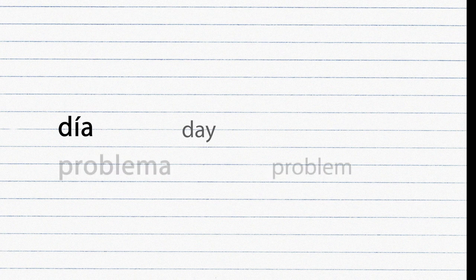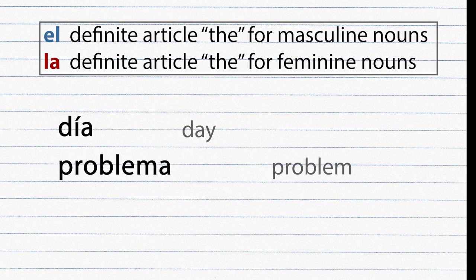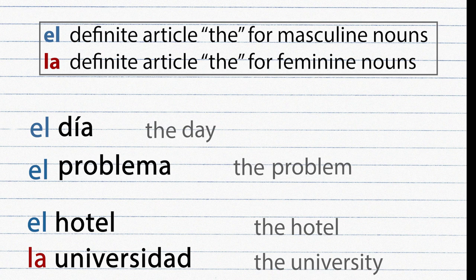Not every single word that ends with an A letter is feminine. For example, the word día, meaning day, ends with an A letter, but is still a masculine word. Another example, problema. It ends with an A letter, but it's a masculine word. That's why when you learn a new noun, it's good practice to also learn its definite article. El, la. El is a definite article, the, for masculine nouns. La is a definite article, the, for feminine nouns. So when you learn the word el día, you know that the word día is masculine because the definite article el is used. And not every noun ends with an A or O letter. That's why the definite article before the noun will help you to remember the gender of the noun.